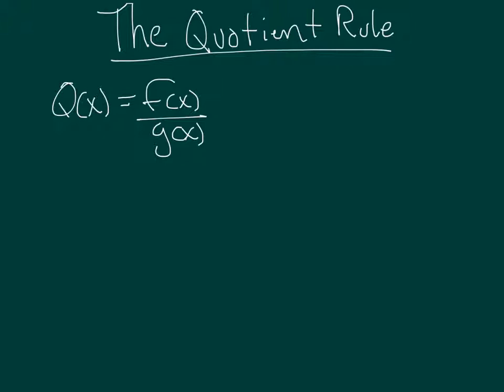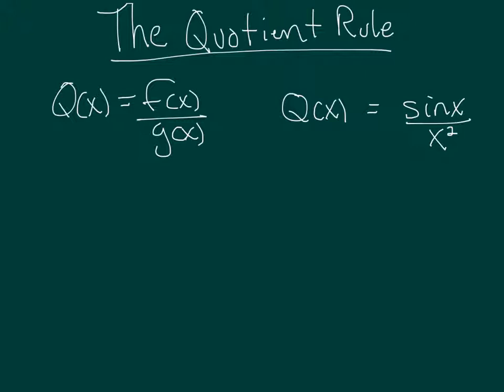So let's take an example. Let's say that q of x equaled something like sine x over x squared. So we have two functions, one being divided by the other. Let's take a look at what the derivative will be.